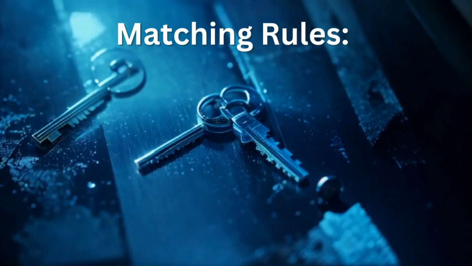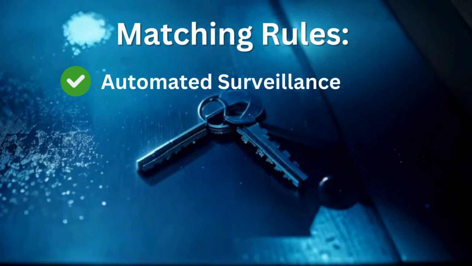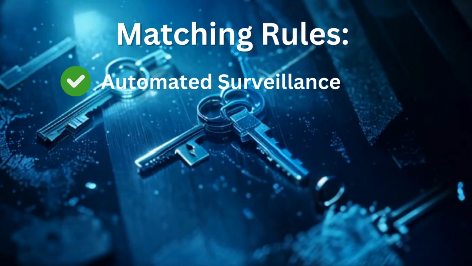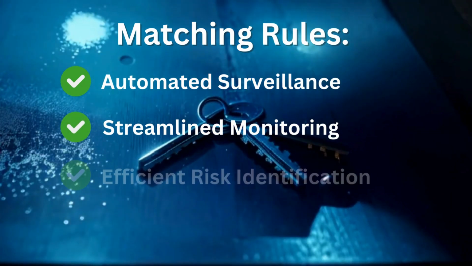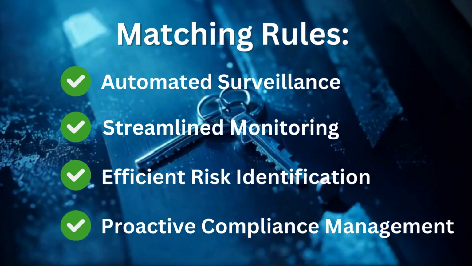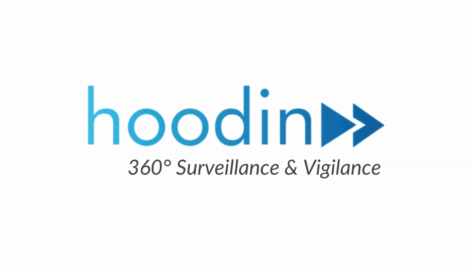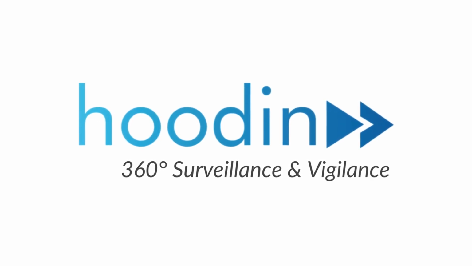Matching rules are crucial for automated monitoring because they set the guidelines for finding relevant information. With well-defined criteria, organizations can streamline monitoring processes, promptly identify emerging risks, and ensure proactive compliance management. And there you have it, a comprehensive look at the role of matching rules in automated surveillance and vigilance with Hoodin's advanced capabilities.